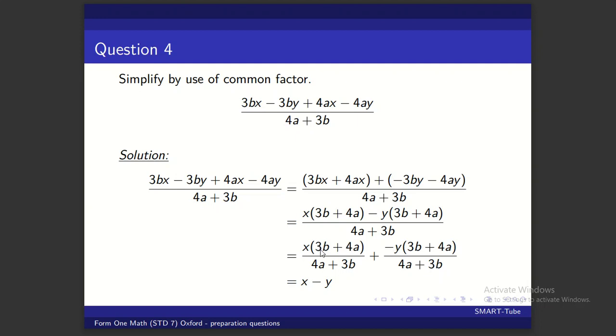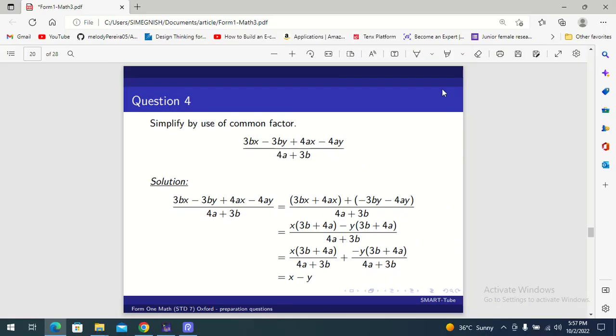You see that this number here is the same as this number here, and this is the same as this here, so you can cancel. This would be cancelled by this because they're the same. So the remaining one is x times 1, which is x, and minus y times 1 is equal to minus y. So the solution is x minus y.